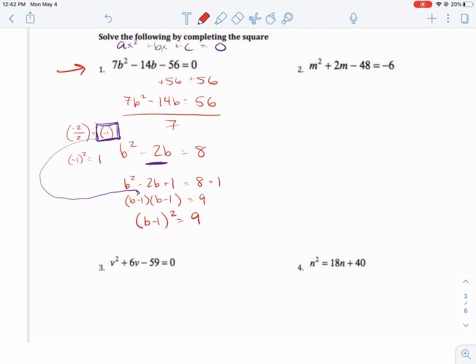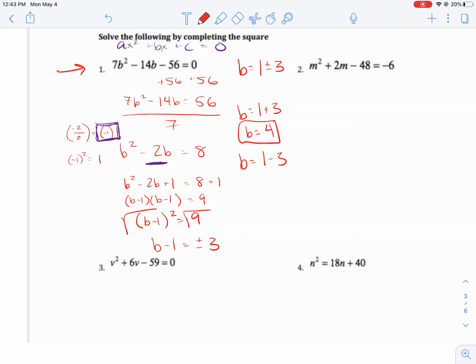But regardless, when we go back down here, we get b minus 1 squared is equal to 9. We take the square root. We get b minus 1 is equal to plus or minus 3. Add 1 to both sides, so you get b is equal to 1 plus or minus 3. So we get two answers. b is equal to 1 plus 3, b is equal to 1 minus 3. So then b is equal to 4, and b is equal to negative 2.